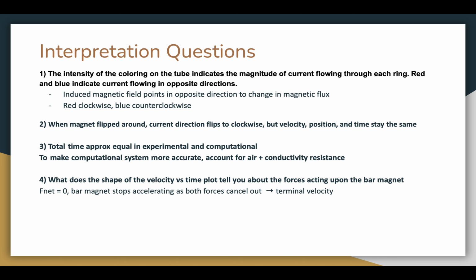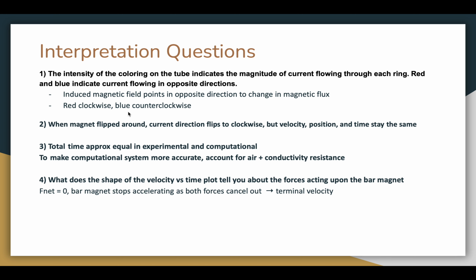I decided that the north end would point downwards while falling through the aluminum tube, since the magnetic field points out of the north end and the magnet was getting closer to the loop. There was greater magnetic flux in the downwards direction. As a result, we know the induced magnetic field must point in the opposite direction to the change in magnetic flux, meaning induced current happens in the counterclockwise direction, so red is clockwise and blue is counterclockwise.